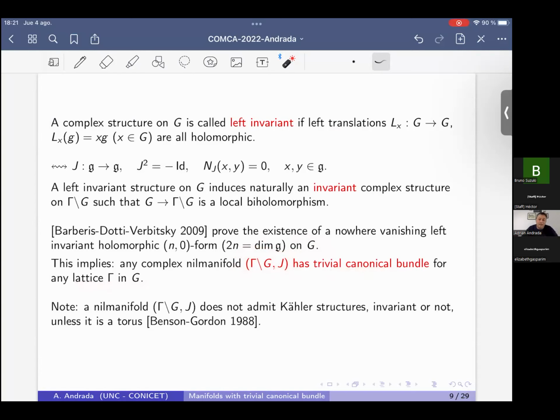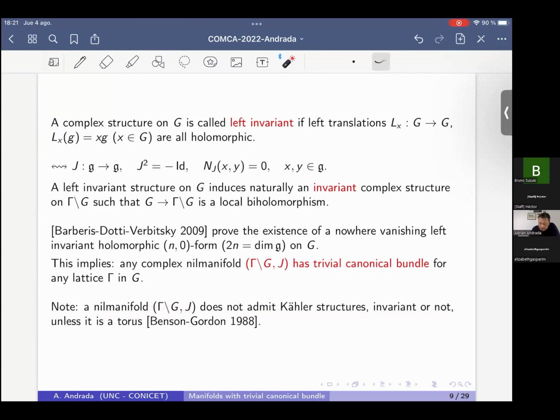So there are here a lot of examples of complex manifolds with trivial canonical bundle. And they are also non-Kähler, because it was proved by Benson and Gordon in the 80s that a nilmanifold does not admit Kähler structures, either invariant or not, unless it is a torus. So if you take a non-abelian nilpotent Lie group, you won't get a Kähler manifold.